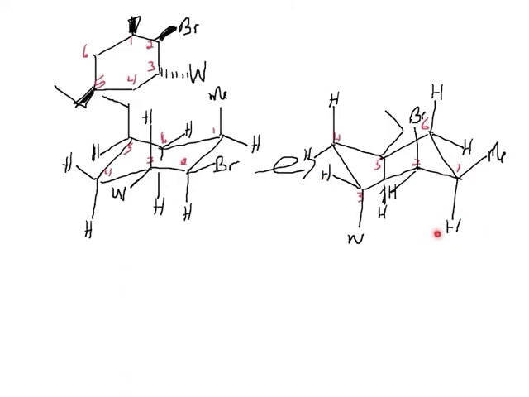So where are you going to put your double bond? Between carbon 1 and 2. That's the only place you'd have a double bond in this molecule from E2 elimination.